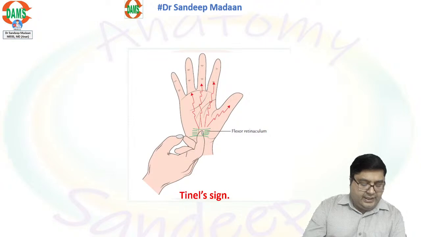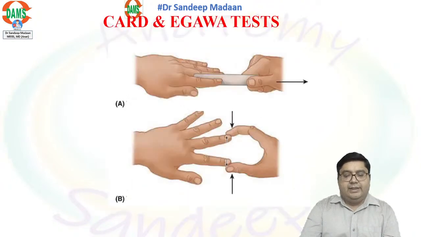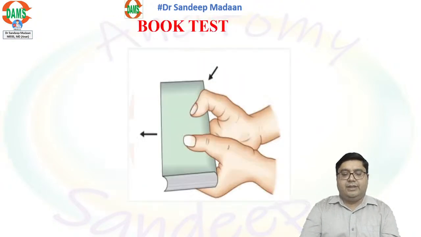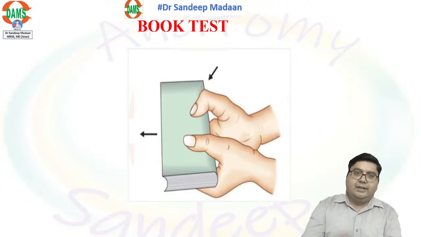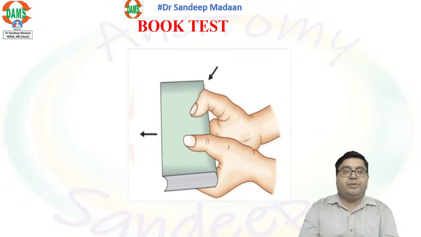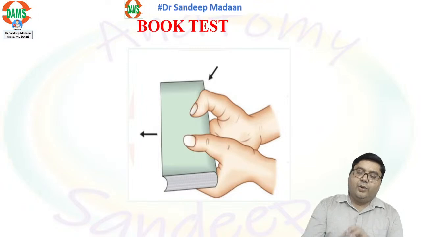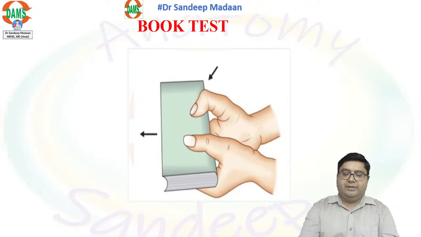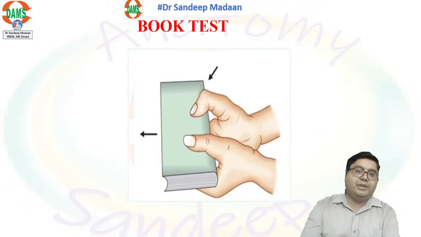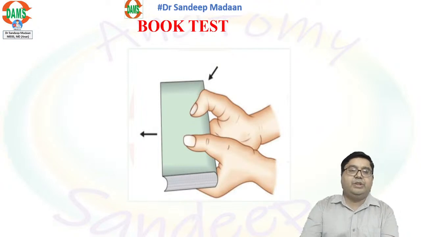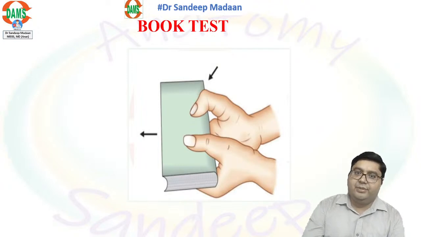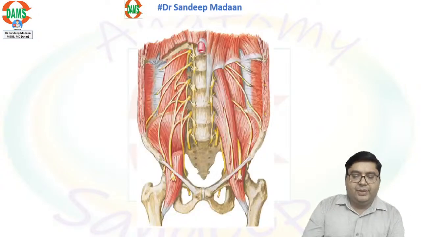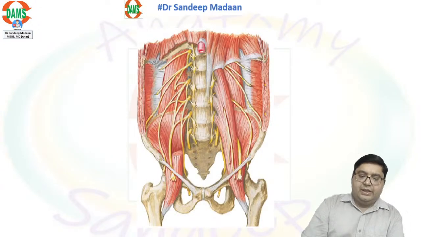Now these signs like Tinel sign, Phalen test, card test, Igawa test, book test, these are directly asked questions based on the nerve injuries. Okay, and again this is an overlapping area with orthopedics. So, you should remember these names of the tests, and for which nerve, for which muscle we are doing them, that is also very, very important. Right, Froment sign. Now, this is the lumbar plexus.